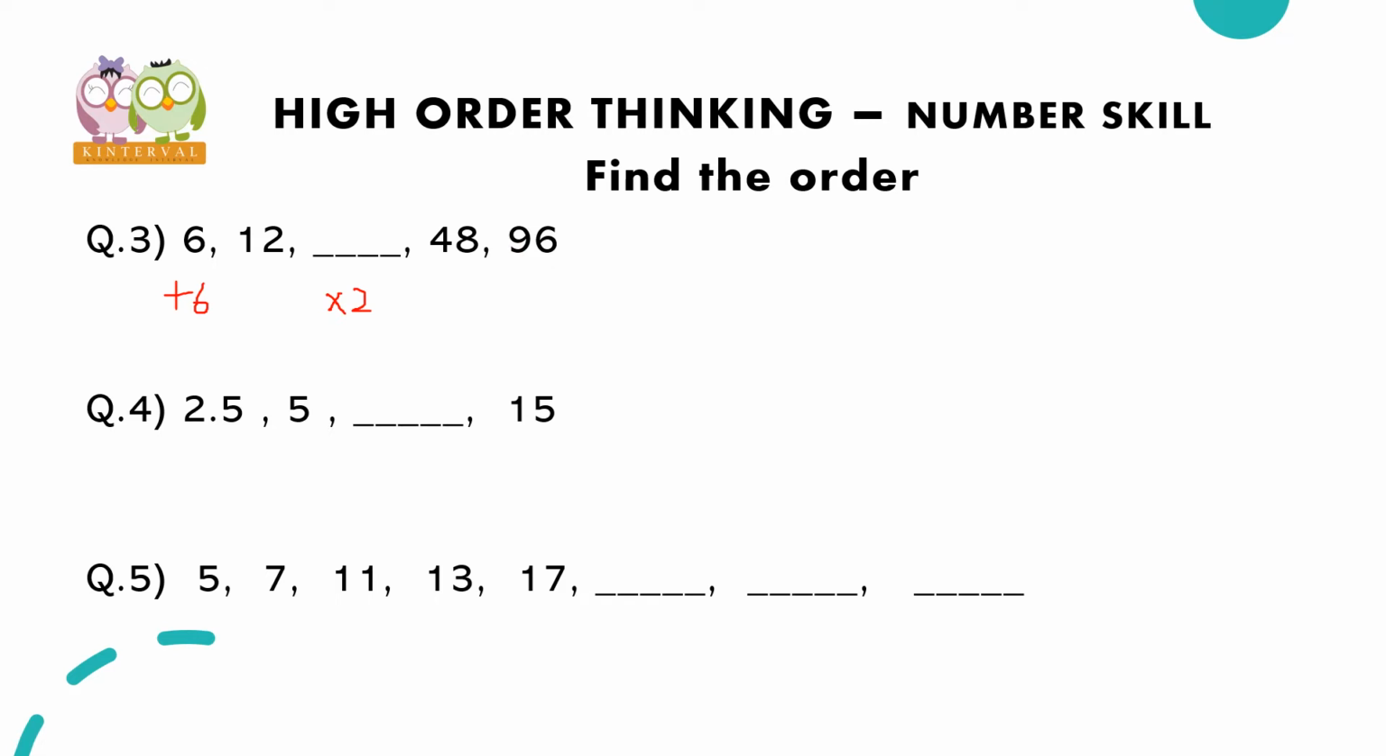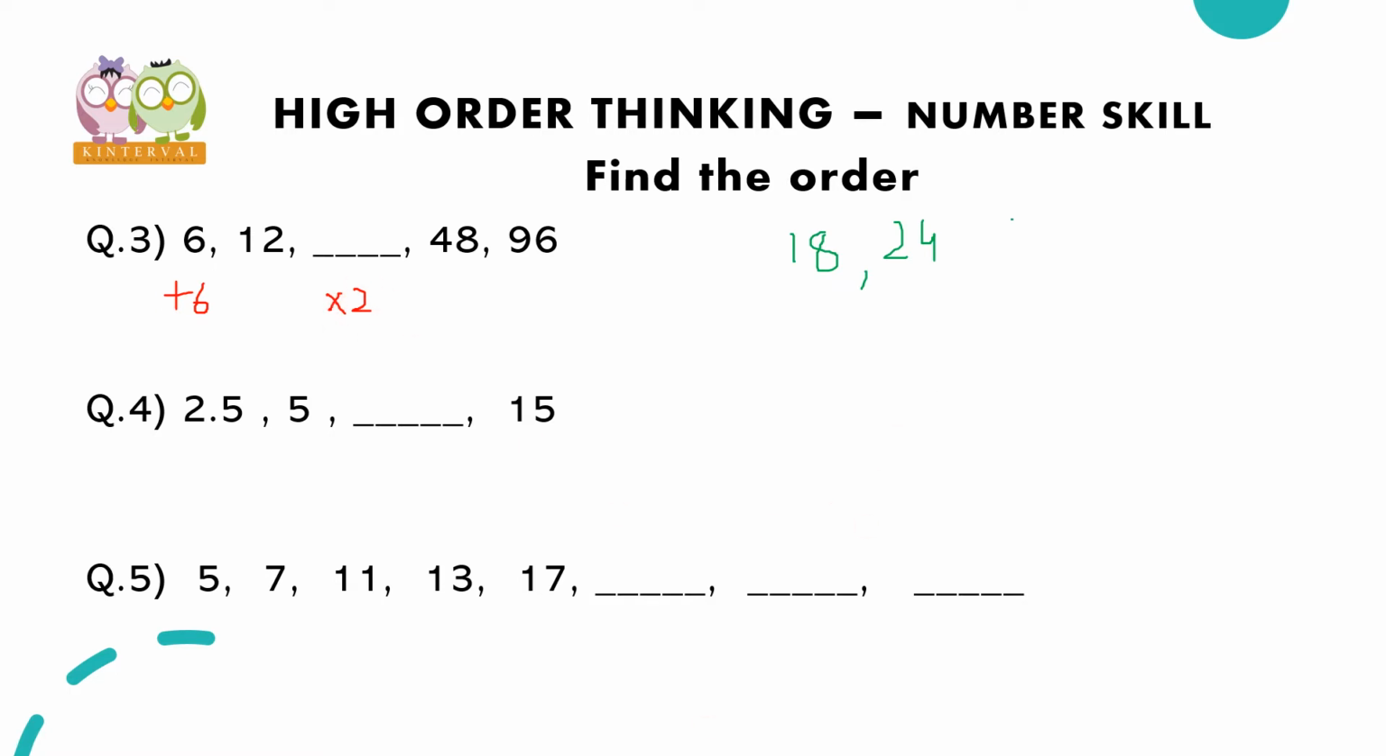Now let's see skip counting of 6 first. The third number will be 18 and then 24, which is not correct, because 24 would be the fourth number, where they have given 48, and 48 multiplied by 2 gives you 96. So it is confirmed that it is not skip counting of 6, but it might be multiplied by 2. Now let's see.